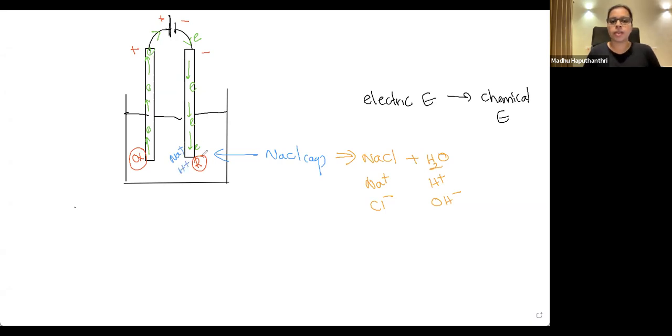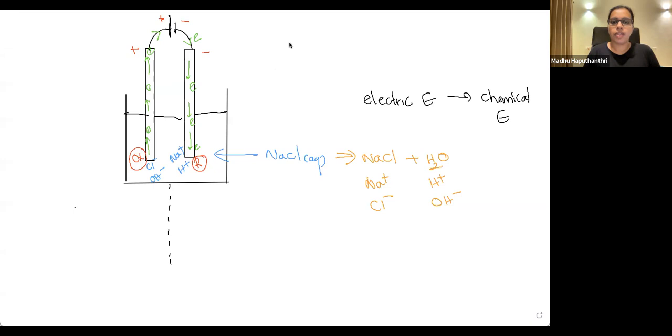Sodium and H plus. The positive terminal is attracting the negative ones. Who are the negative ones? Cl minus and OH minus. Then we have to think about the reactions.